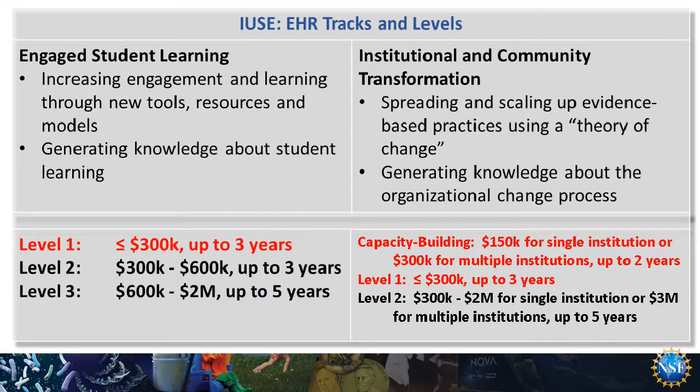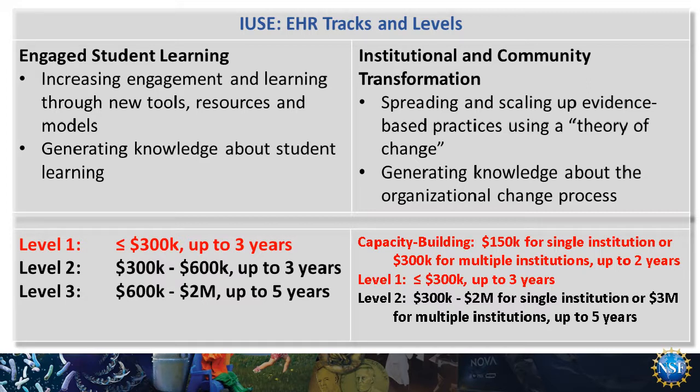This webinar was planned in advance of the February 2nd, 2021 deadline, which will be a deadline for level 1 proposals within the Engaged Student Learning track. Level 2 and level 3 proposals will also be accepted in 2021, but not until December. So you have a little bit of time to think about a project if you're interested in working on that scale.